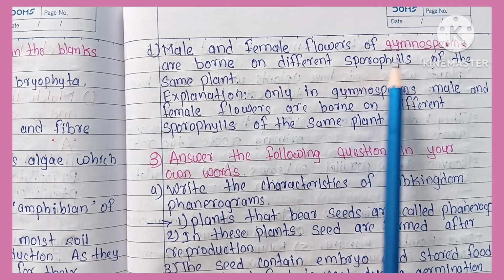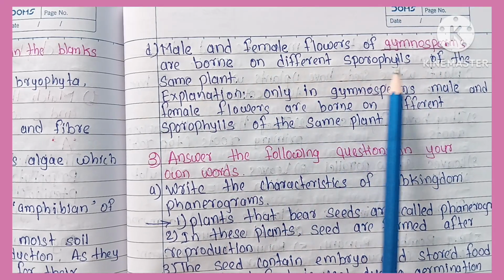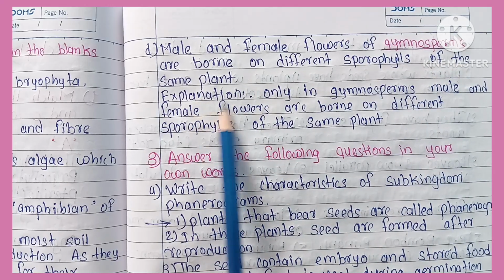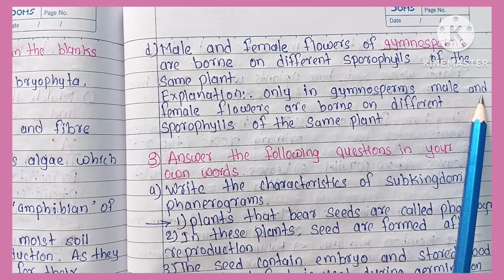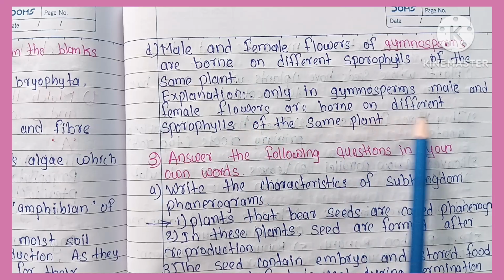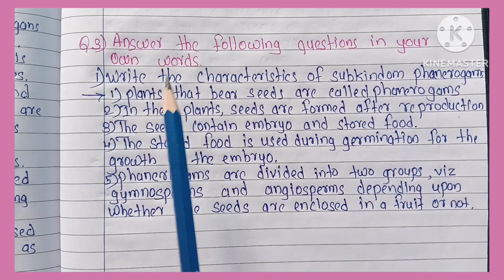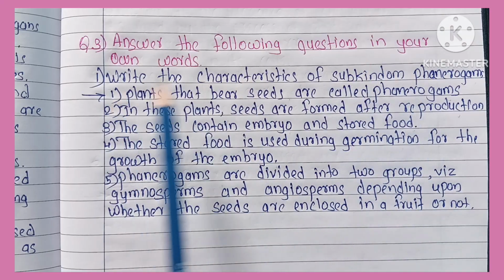Male and female flowers of dash are borne on different sporophylls of the same plant. The answer is gymnosperm. Explanation, only in gymnosperm male and female flowers are borne on different sporophylls of the same plant. Third question, answer the following questions in your own words.